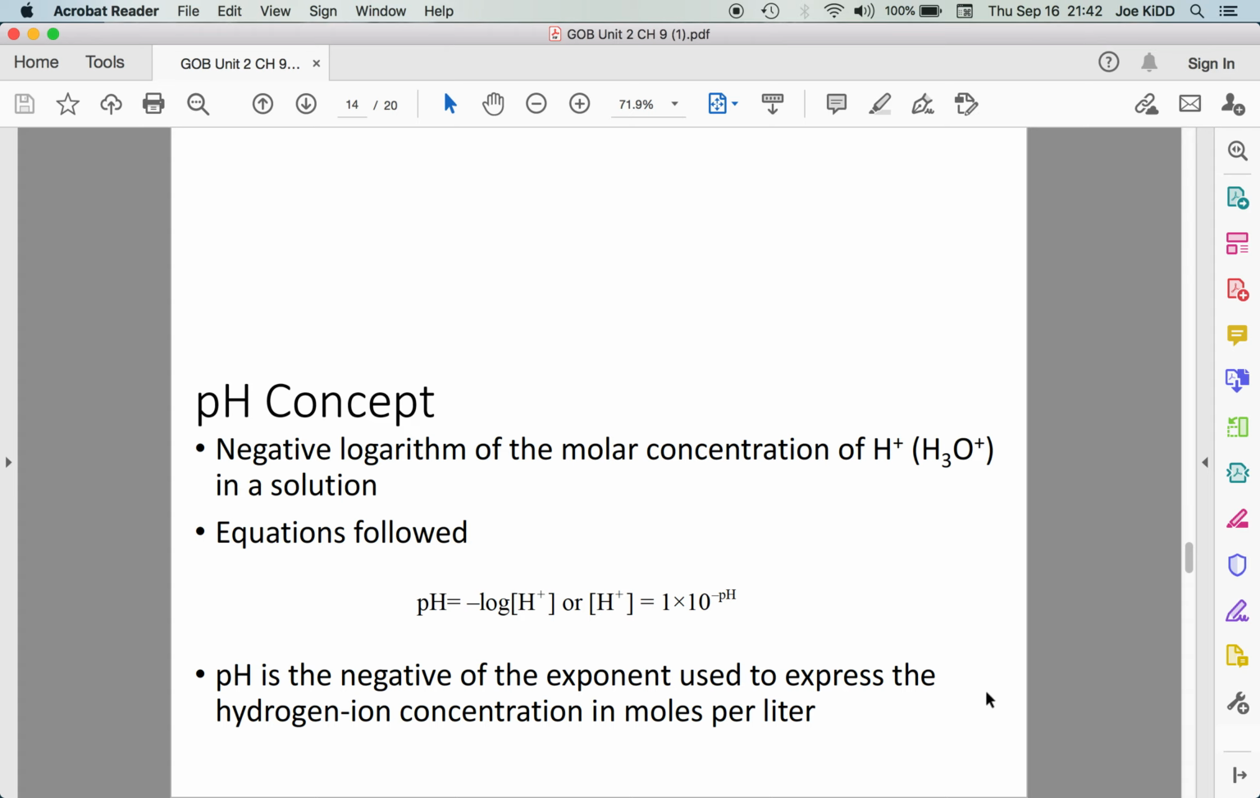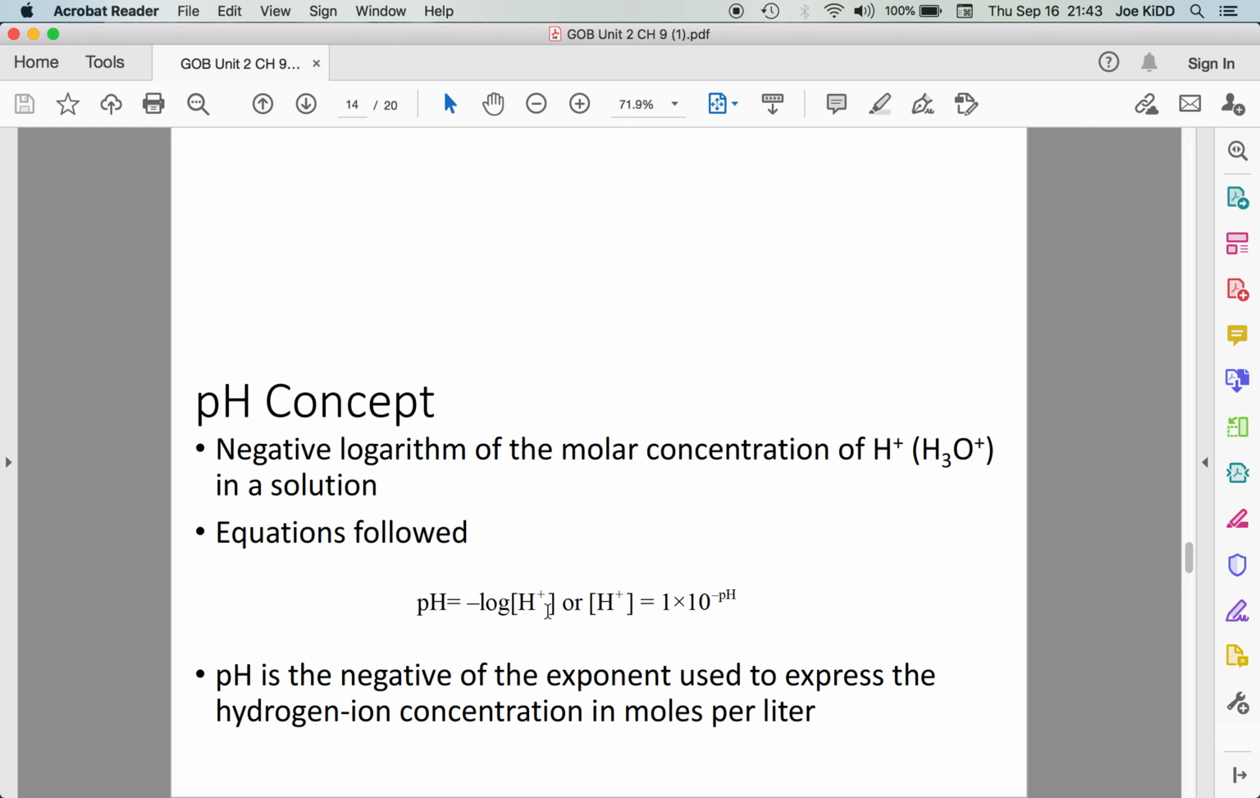So basically, when we talk about the concept of pH, we're looking at the negative logarithm of the concentration of H3O plus. Sometimes we abbreviate it as just H plus, but we're really thinking H3O plus because in any aqueous solution, that hydrogen cation is going to combine with the water, and this is a more stable kind of species.